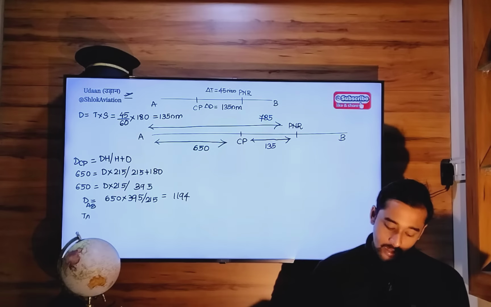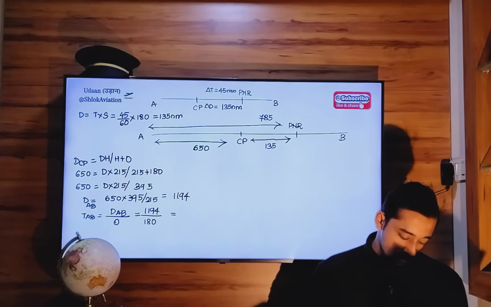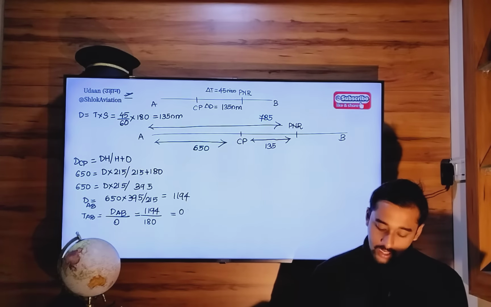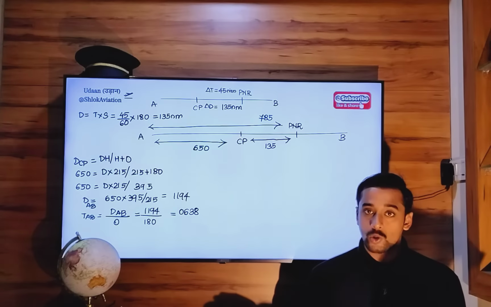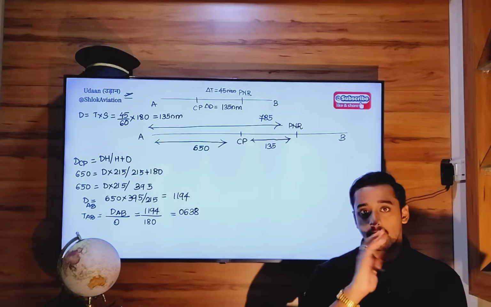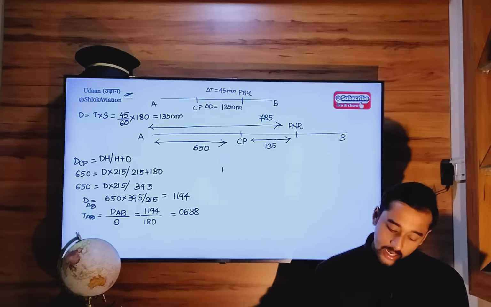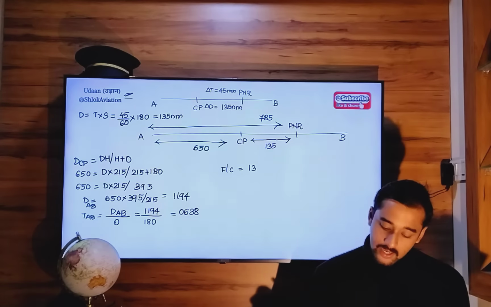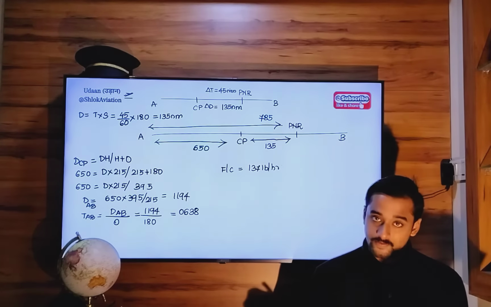Time A to B will be equal to distance A to B divided by outbound ground speed. So 1194 divided by 180, 6 hours 38 minutes. Total time taken to travel from A to B. Now fuel consumption rate is 137 pounds per hour, right?